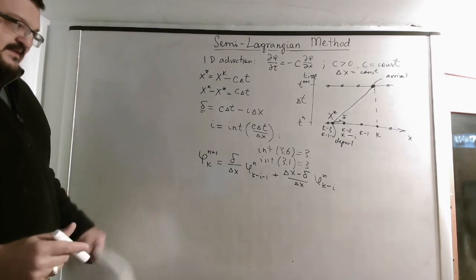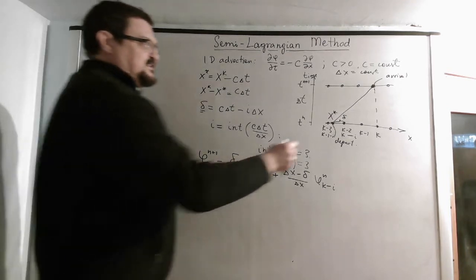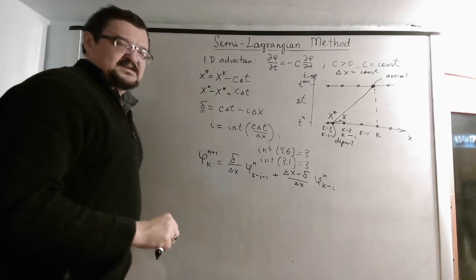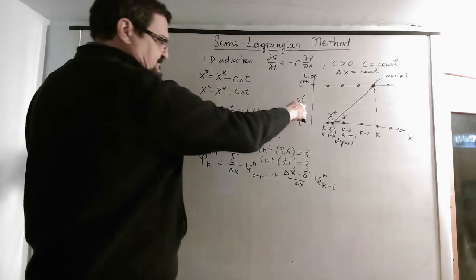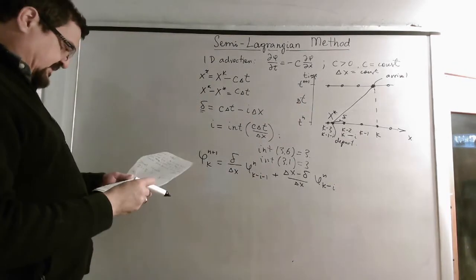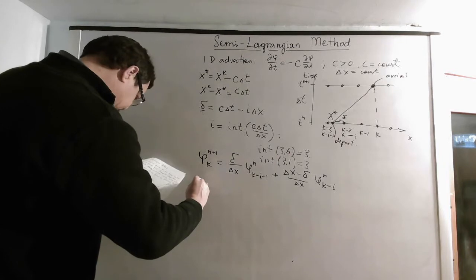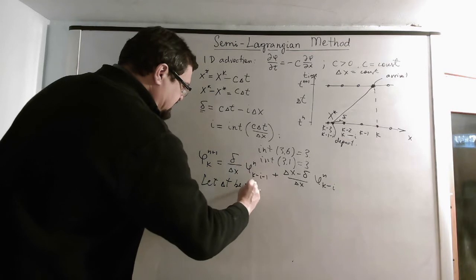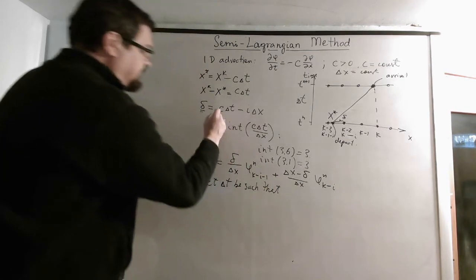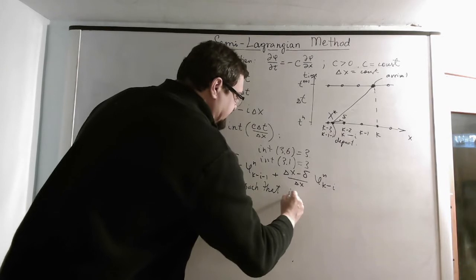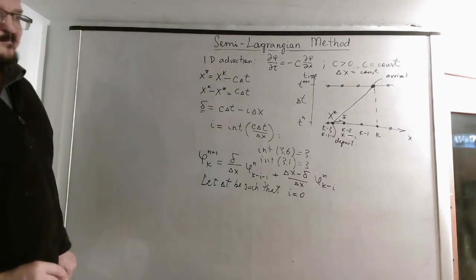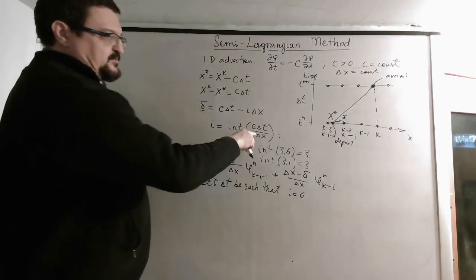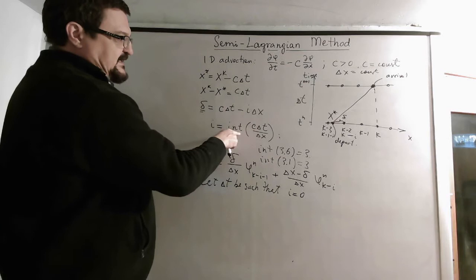Now, let's assume that the distance the signal travels does not exceed delta x. So it's a relatively small delta t. Let delta t be such that, like for this, I equals 0. So c delta t is smaller than delta x, say 0.2. Then int is going to be 0.